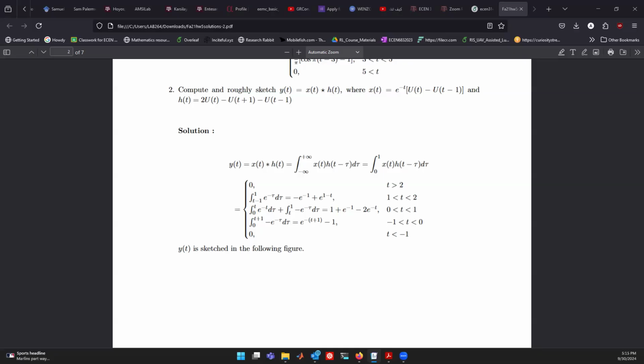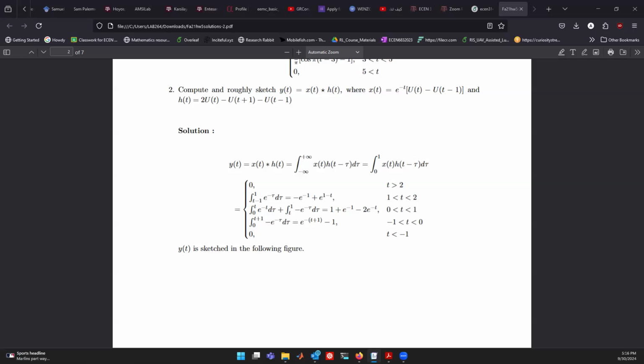Then the next interval is when t is larger than minus 1 and less than 0. In this case, only this portion of the impulse response will overlap with the signal. So we'll have integration from 0 to t plus 1 of negative exponential minus tau d tau. Negative because this part is negative 1.